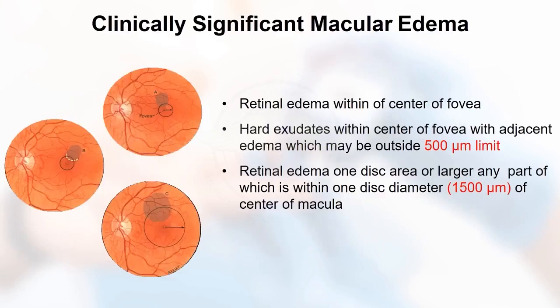Clinically significant macular edema: retinal edema within 500 micrometers of the center of the fovea; hard exudates within 500 micrometers of the center of the fovea with adjacent edema, which may be outside the 500 micrometer limit; and retinal edema one disc area or larger, any part of which is within one disc diameter, 1500 micrometers, of the center of the macula. This is the 1500 micrometer distance and this is 500.